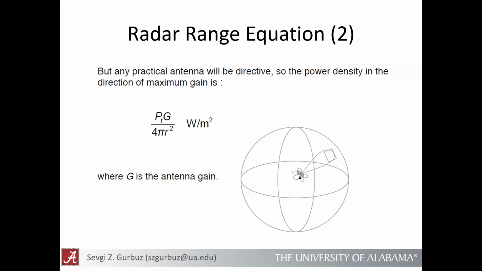Now, most antennas are directive, and usually there's a parameter called the antenna gain, which tells you how much the antenna itself is boosting this nominal isotropic power density. So we're going to multiply the power density by G just to reflect the amount of boosting due to the antenna gain.